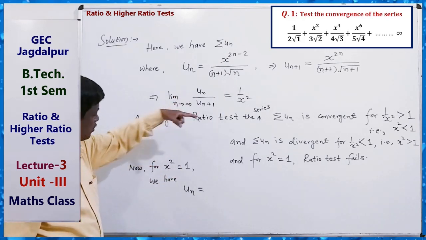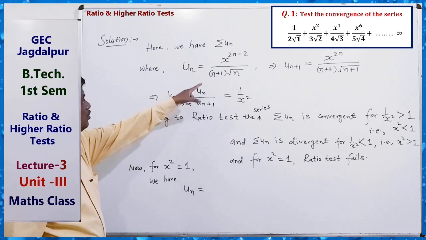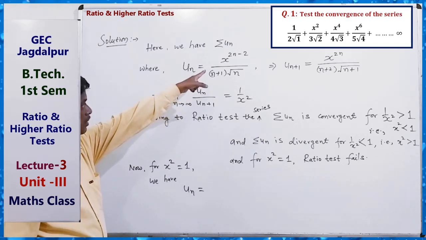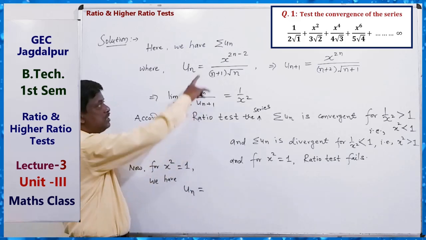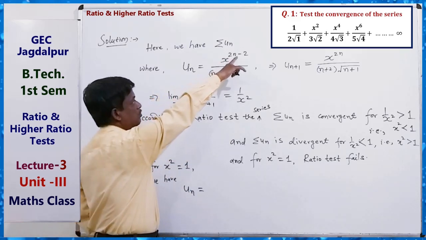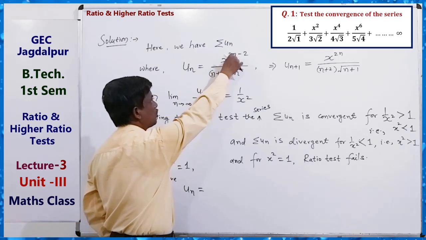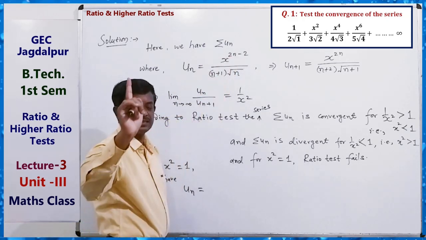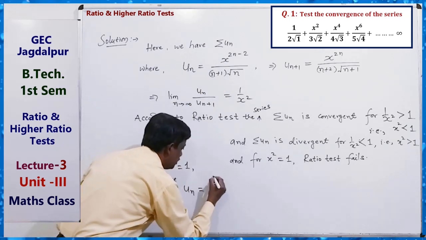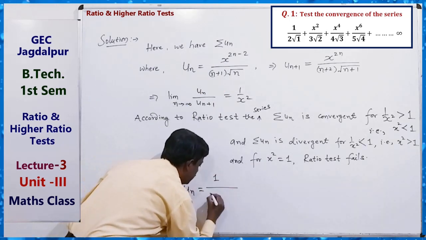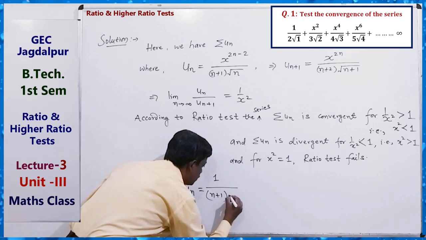So here un equals to this, x square equals to 1. Here we see that 2n minus 2 means x square power n minus 1. So x square equals to 1, that is 1. So un equals to what? 1 upon (n plus 1) root n.